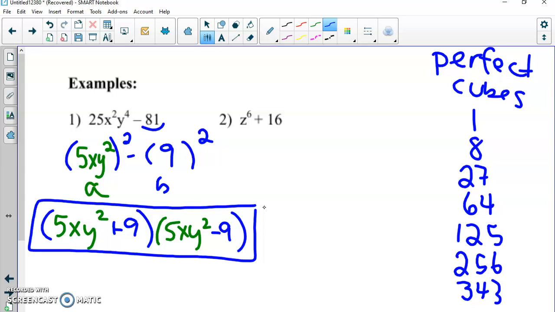Number 2. 16 is a perfect square. Z to the 6 is a perfect square or a perfect cube. However, we have a plus sign here. So this is going to be prime. We do not have a formula for sum of squares.